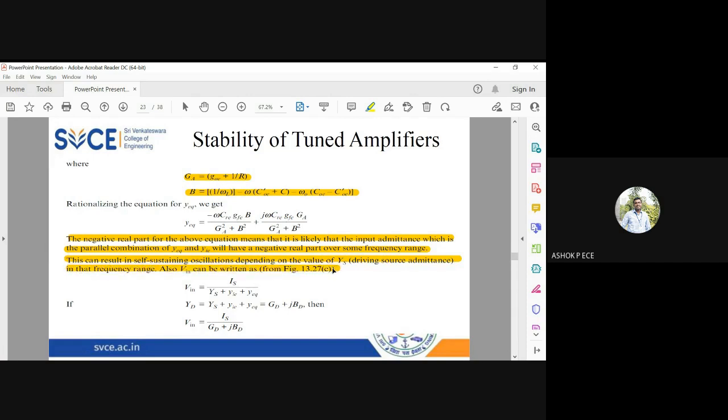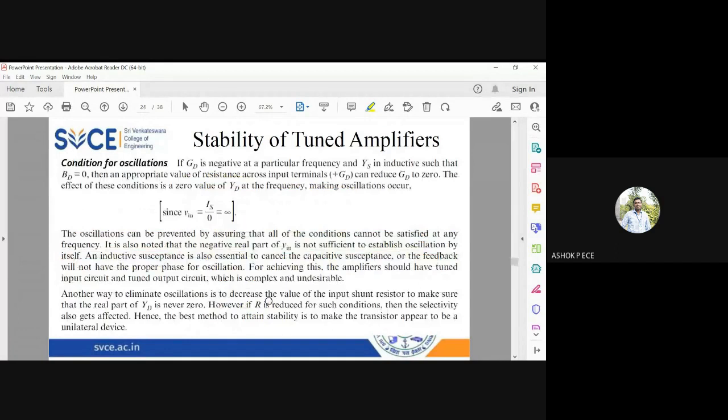So I can write the value of Vin as total current divided by everything: IS divided by YS plus YIE by Y equivalent. I am denoting all these terms by YD, and YD is equal to GD plus j BD. It will have a real part and an imaginary part. So Vin is equal to IS by GD plus j into BD. If GD is negative, if the resistance is negative at a particular frequency and YS is inductive such that BD equals 0, then these conditions will make oscillations happen.